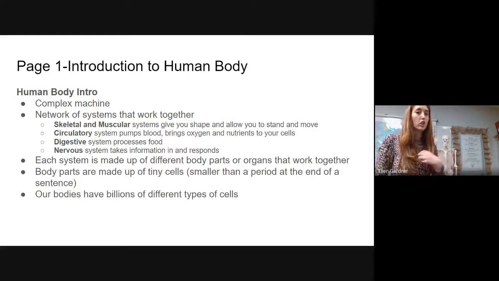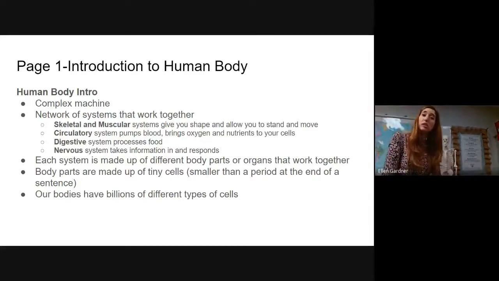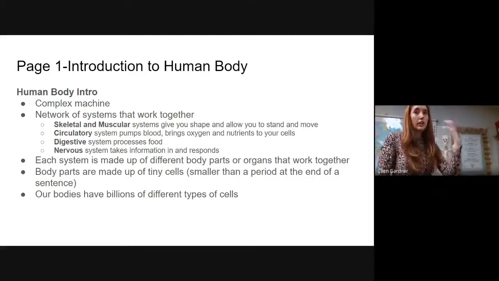Now, the circulatory system pumps blood and brings oxygen and nutrients to your cells. So that involves your heart and also your arteries. It is everything that is bringing blood all throughout your body. And it's called circulatory because it circulates it. It's leaving the heart and going to other places and then bringing it back to the heart. Now, your digestive system processes foods. So it's taking the food and digesting it, and then it leaves your body.